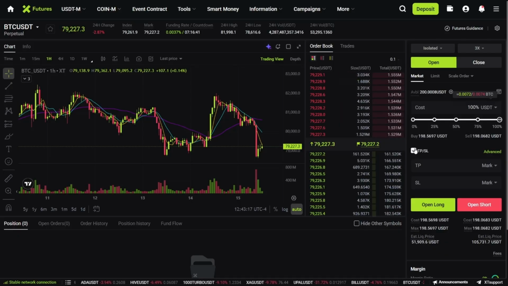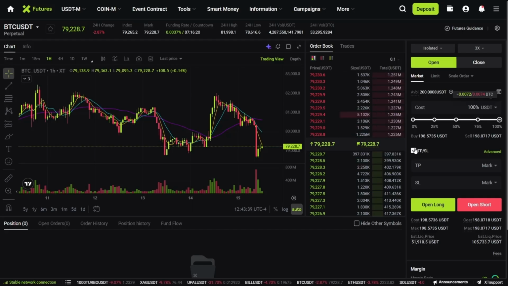A take profit is the price where you want to automatically close the trade and profit. So if Bitcoin moves up to your target, XT can close the position for you and lock in the gain. A stop loss is the price where you want to automatically close the trade if the market moves against you. This helps you limit your loss instead of letting the trade keep going in the wrong direction.